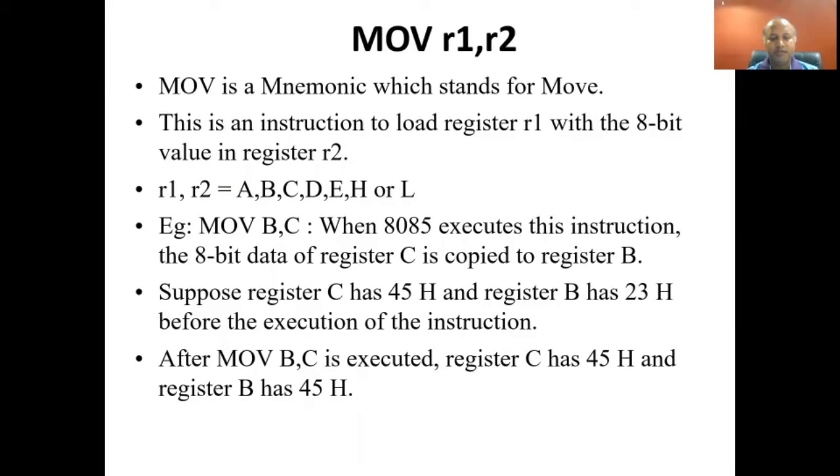Suppose register C has 45H and register B has 23H before the execution of the instruction. Here H refers to hexadecimal number system. So after MOV B, C is executed, register C has 45H and register B has 45H. So by this instruction, the data of register C has been copied to register B, and so the value of register B has been changed from 23H to 45H.